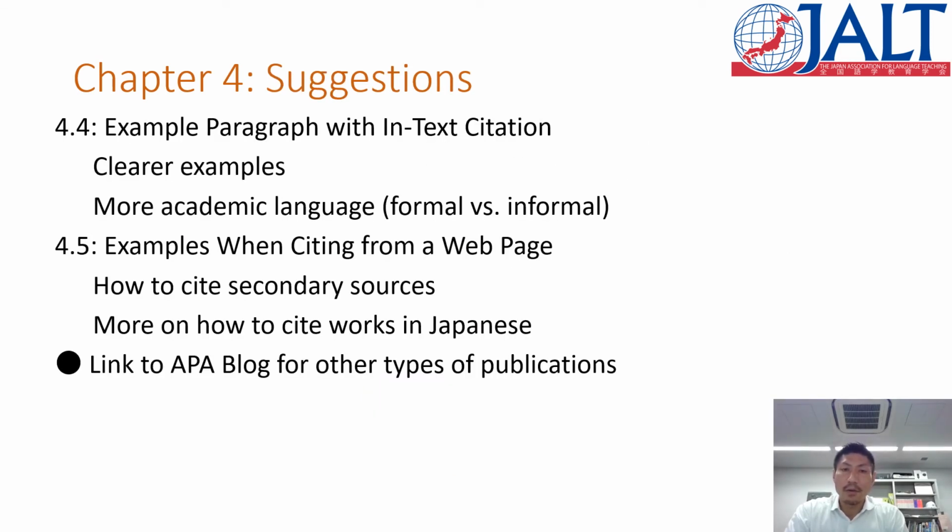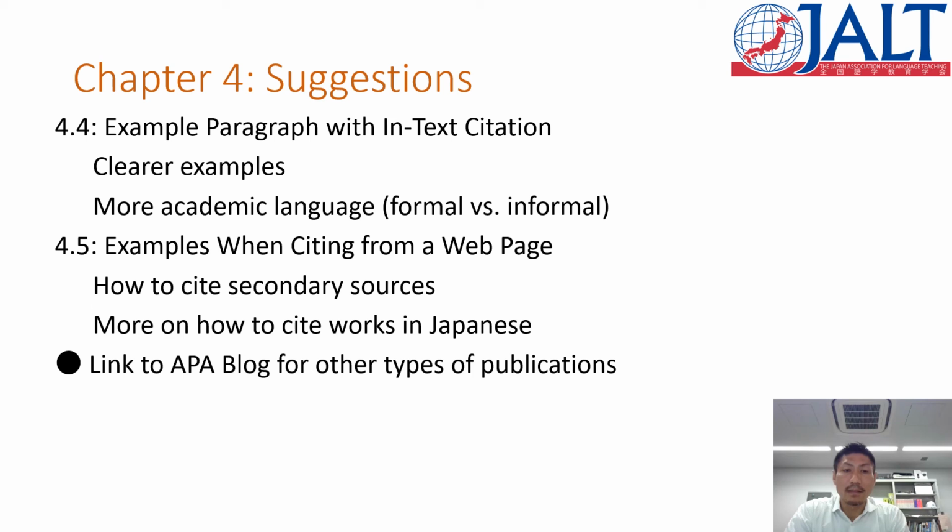This slide shows the major suggestions for chapter 4. In the section of example paragraph with in-text citations, some of the examples were not clear to some of the teachers, so we need to fix them. Another thing was the academic language use, because this section is introducing in-text citations, so the language should be academic. So we need to introduce what academic language is by comparing formal and informal language use.